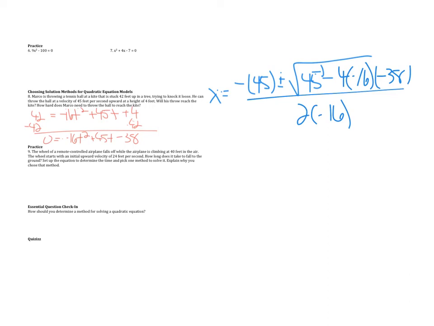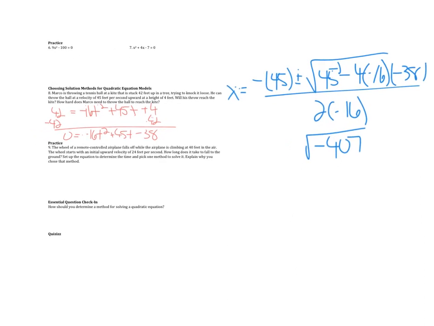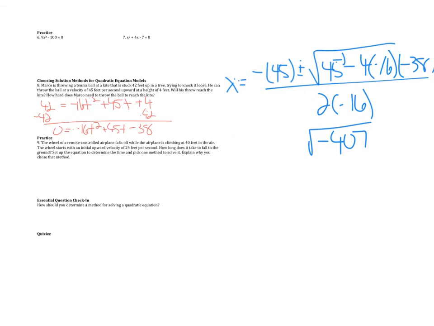So as we simplify what's under the radical, just looking at that, checking our discriminant, we get negative 407. Well, then that tells us that we have no real solutions. We may have 2 imaginary solutions, but no real solutions. Since this problem is taking place in the real world, he would not reach the kite. So then we need to adjust our velocity, which is 45, in order to get him to reach the kite.